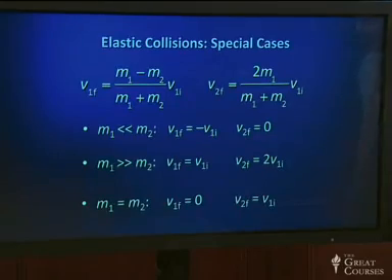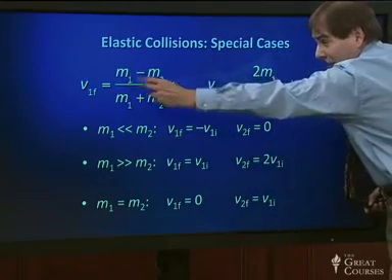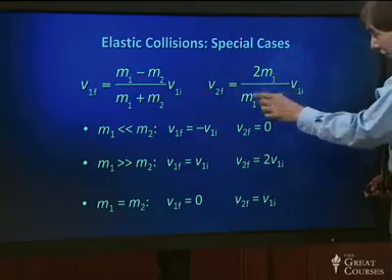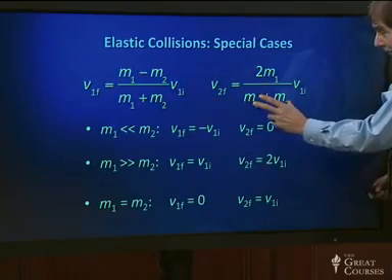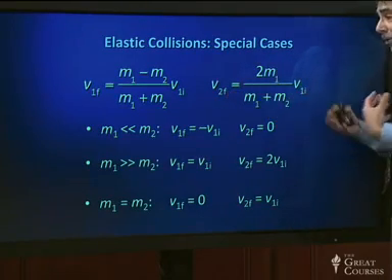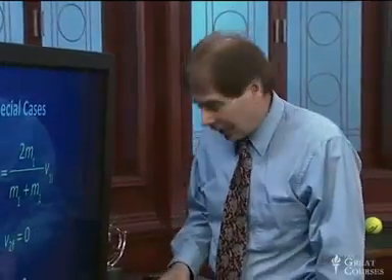And finally, what if m1 and m2 are equal? Then m1 minus m2 is 0, v1 final becomes 0, and m1 and m2 are equal, so 2m1 over m1 plus m2 is 1. That says v2 final is the same as v1 initial. So what happens in that case is there's a complete transfer of energy. The incident object stops, and the struck object heads on. Well, let me give you some examples that demonstrate these things.